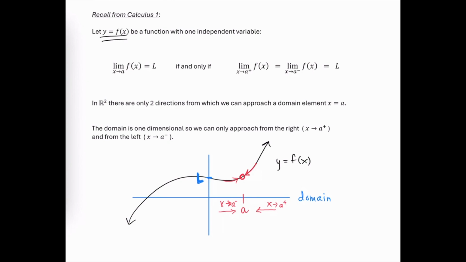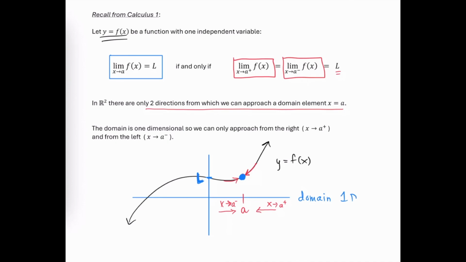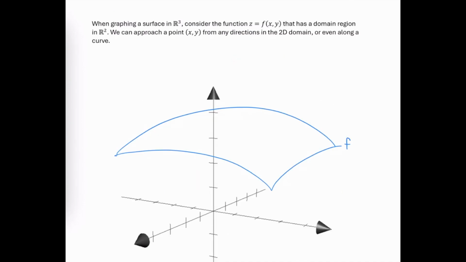That definition in a two-dimensional function said if we were approaching a from the right on this function and approaching a from the left on this function, and from both directions it appears that the y value that we're approaching is the same y value, then that limit is going to exist and it's going to be that y value L. Essentially, there are only two directions from which we could approach that domain element if the domain was a one-dimensional domain. But let's now consider a surface function with two independent variables.